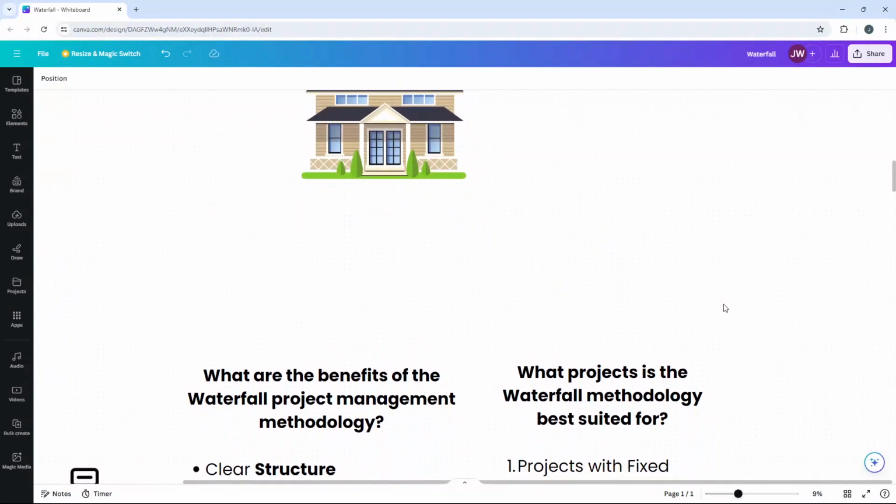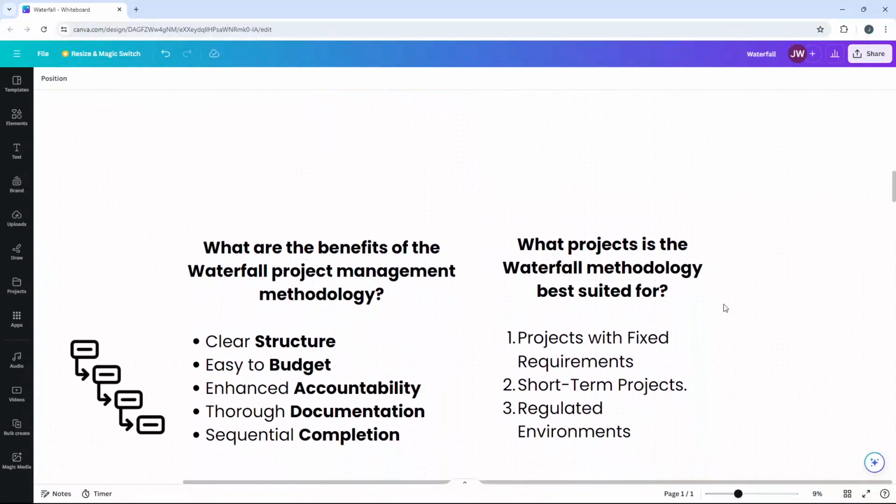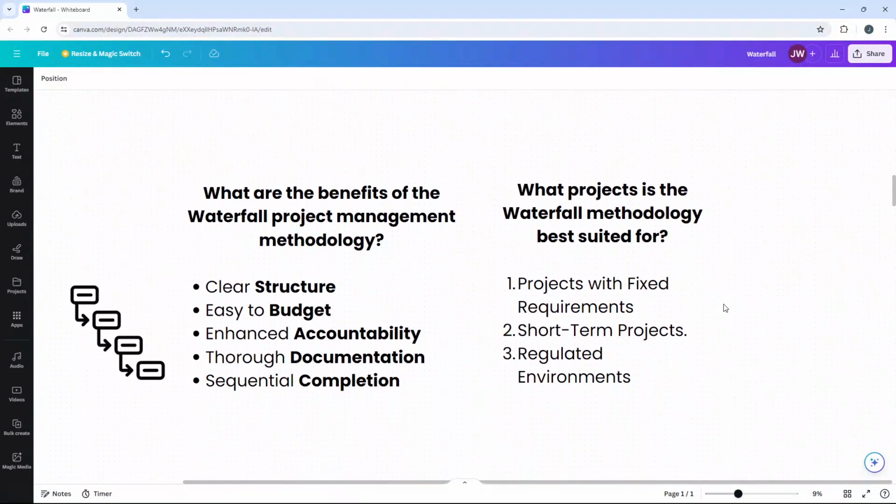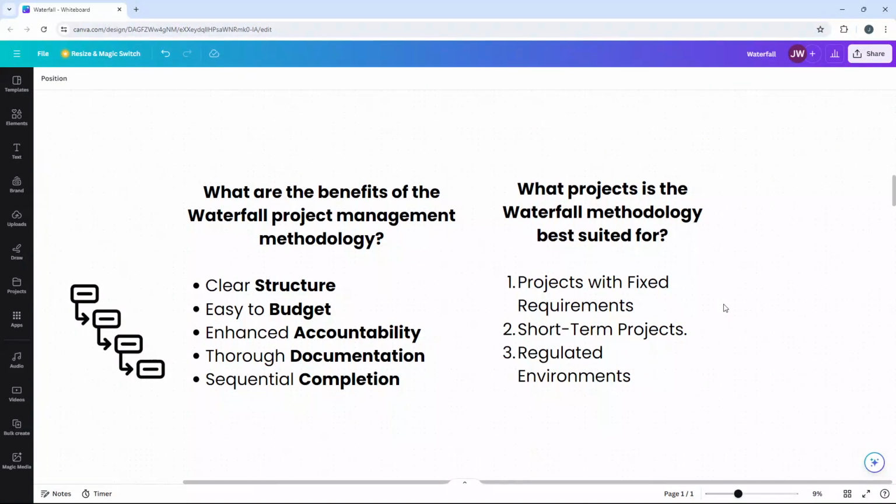So what are the benefits of running projects through this methodology? Firstly, there is a clear structure. Each phase of the project has specific deliverables and a review process, making the project easier to understand and manage. Secondly, projects are easier to budget. With defined stages, budgeting becomes much more predictable. There is enhanced accountability. Clear documentation and role definitions enhance responsibility and tracking.